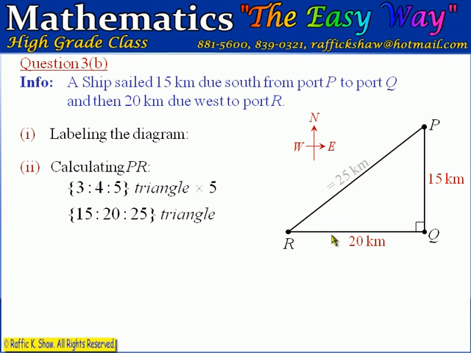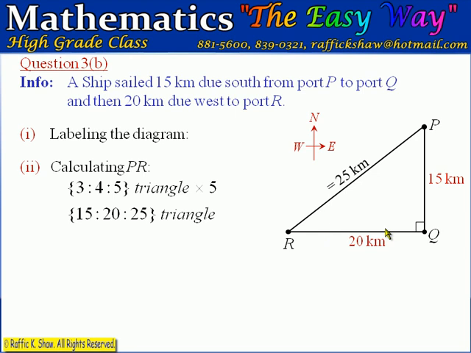And we can show that, right? So simply using the 3, 4, 5 Pythagorean triple and multiplying that by 5, we end up with the sides of this triangle 15, 20, 25. And so this hypotenuse, as we said, is 25 kilometers.